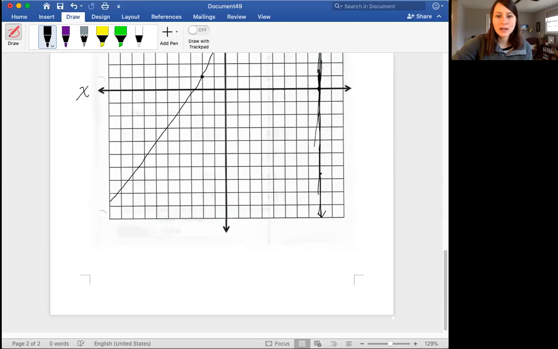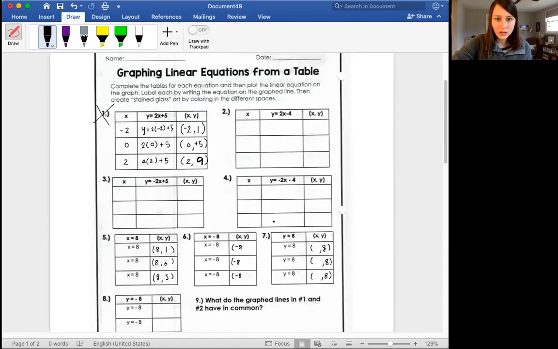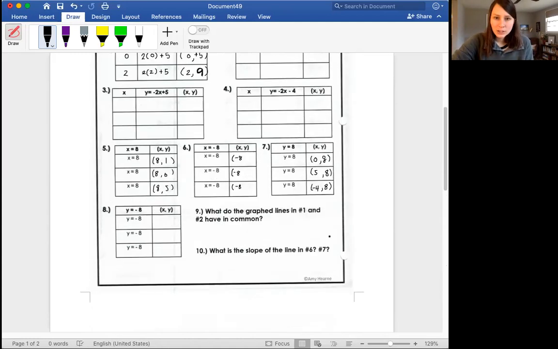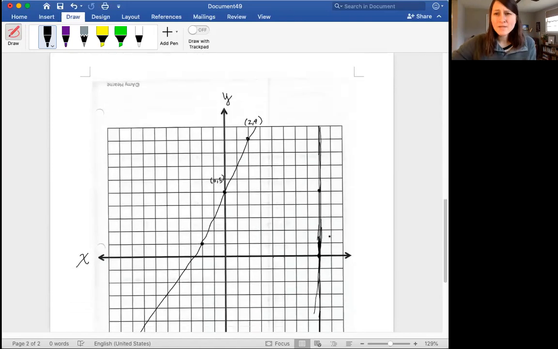Okay, let's talk about number 7. So number 7, the Y value is 8 and X can be anything you want. So I could say 0, 5, -4. Okay, so I'm going to go back to my chart. The y value is 8, which means I have to go up to 8. 1, 2, 3, 4, 5, 6, 7, 8.